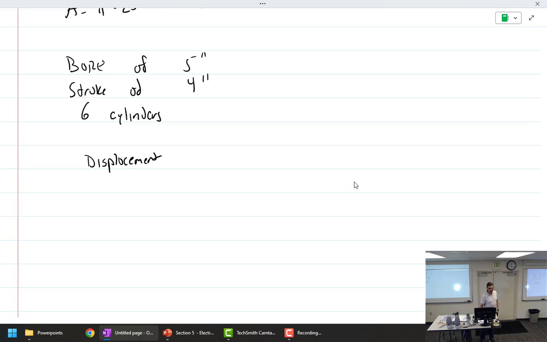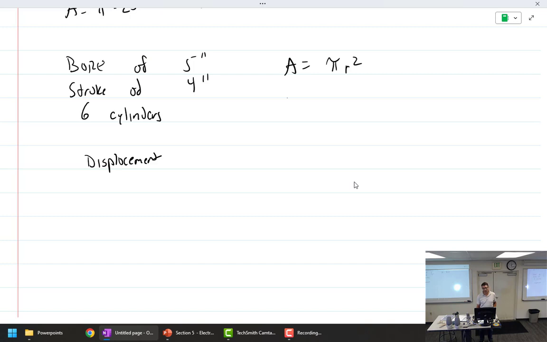So let's talk about what that means. If an engine has a bore of 5 inches, that means that the hole in the cylinder is 5 inches across, which is another way of saying it's the diameter. So if we have a cylinder that has a diameter of 5 inches, we have a piston that goes up and down in that. What is the square area of that piston? So we would figure that out first. We'd say the area equals pi times the radius squared. What is my radius?